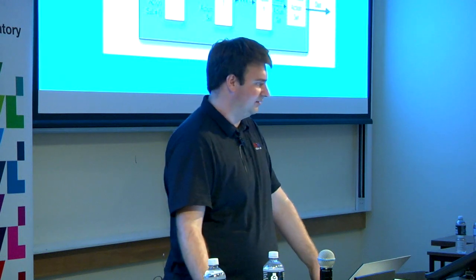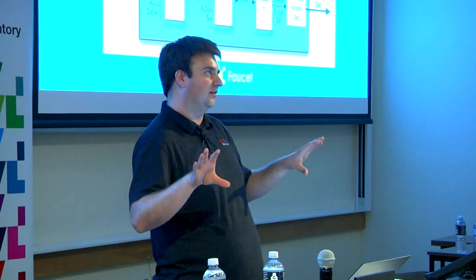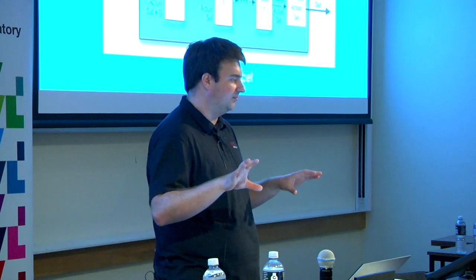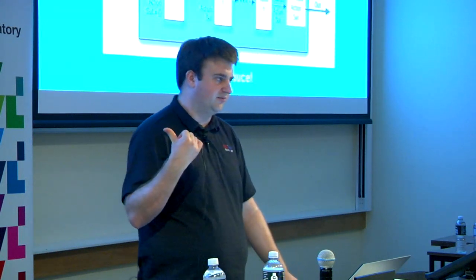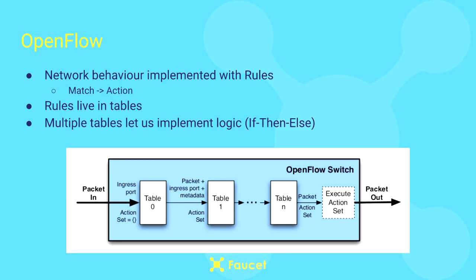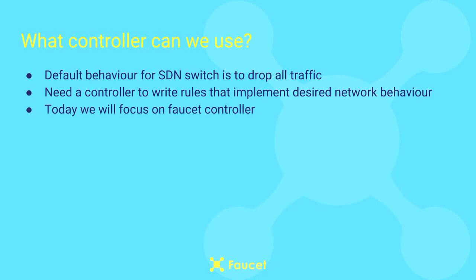Or we can use these things called tables to string lots of rules together and compose them into some simple logic, some if-then-else logic. This is the diagram from the OpenFlow spec on how this kind of works. So you get a packet in, you start in table 0 always, which has a set of rules in priority order, and then you sort of move through these tables until you decide what you want to do to the packet.